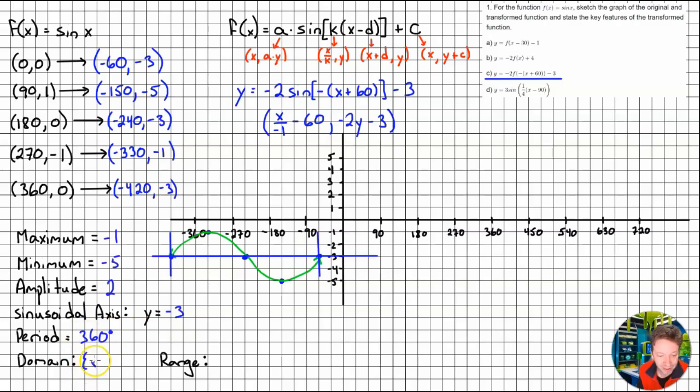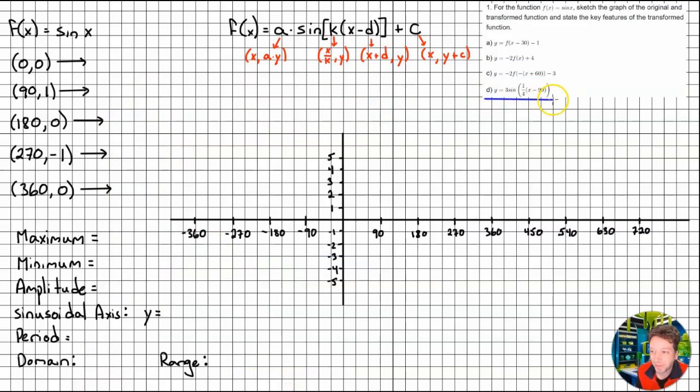Our domain, x is real numbers, and our range, take our minimum, less than or equal to y, which is less than or equal to our maximum. All right. Now, so far we haven't seen any horizontal stretching or compressing, but let's take a look at that with our last example. All right, so our last example here is D.